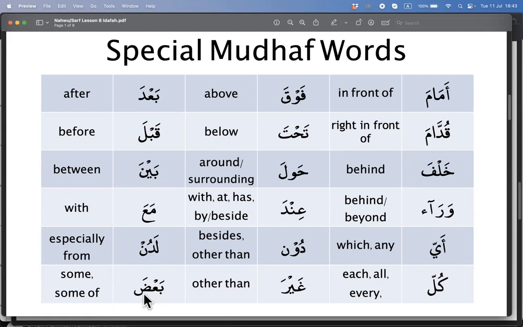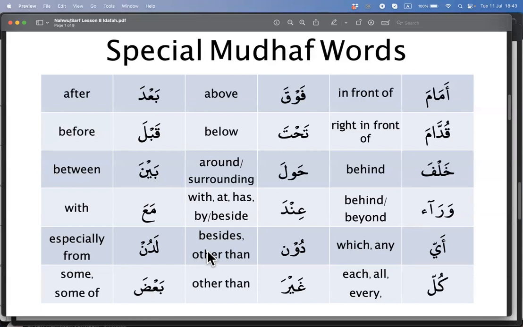And then we have ba'do, some. This is dal, so this is ba'do. Ba'do is some. Ghoiro is also like duna, other than, like we say ghoiril maghdubi, not the others. And then the one that we saw just now, kul, each, all, every. And then we have ayi, can be ayu, ayya, ayi, which, any. So these words usually come with a mudhaf ilayhi, so they are usually going to be light. But sometimes you will see it heavy.